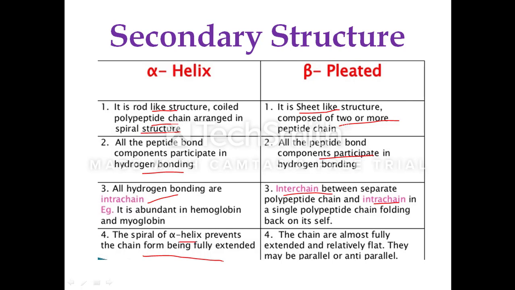So the beta pleated sheet usually has a more extended conformation compared to the alpha helix. The axial distance between adjacent amino acids in the beta pleated sheet is 3.5 angstrom, whereas in the alpha helix it is 1.5 angstrom. So this is the reason why we have the extended structure in the beta pleated sheet, around 3.5 angstrom units.